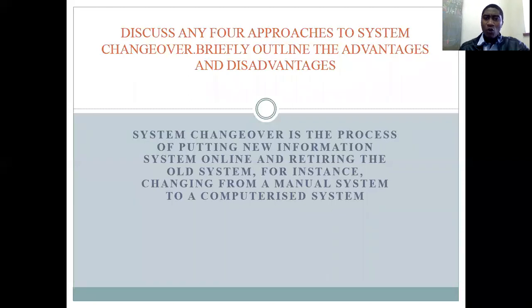Discuss any four approaches to systems changeover. Briefly outline the advantages and disadvantages. So system changeover is the process of putting a new information system online and retiring the old system. For instance, changing from a manual system to a computerized system. So we are saying you've been using the old system, now you want to put in a new system. How do you go about it? What are the approaches that you can use to do that?